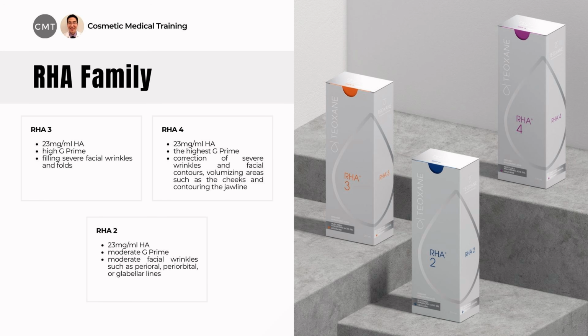A key feature of the RHA series is its preserved network technology. Unlike other fillers that can lose their structural integrity upon injection, the RHA series preserves a native HA structure, resulting in a more natural look and feel.